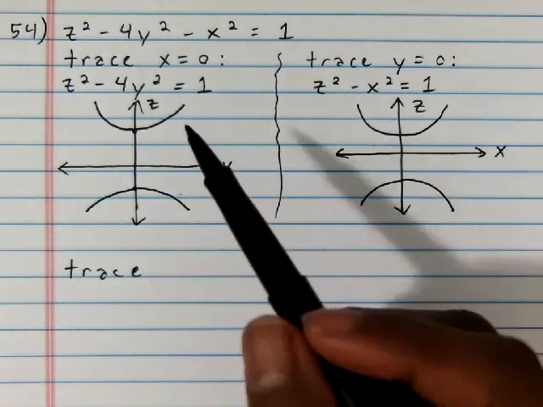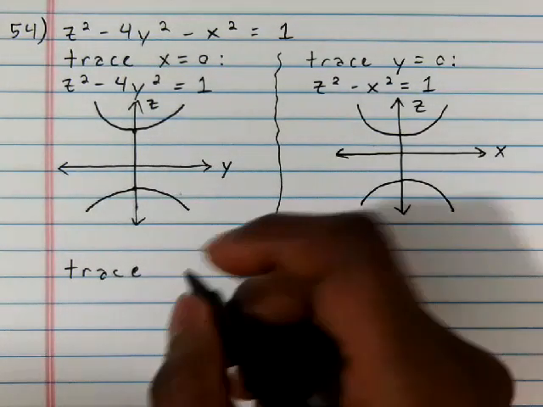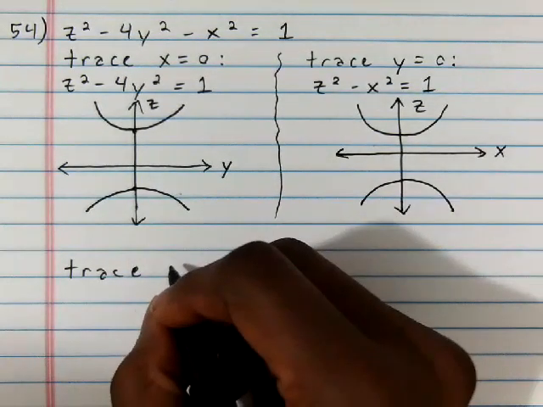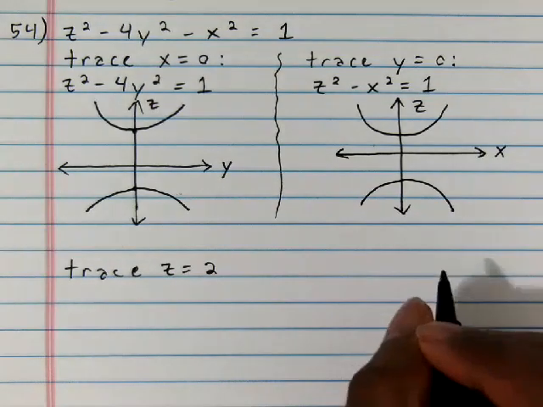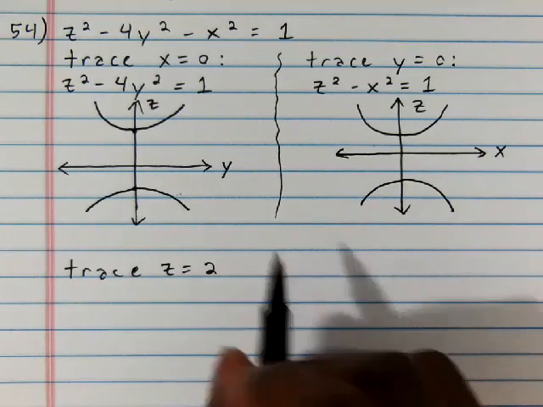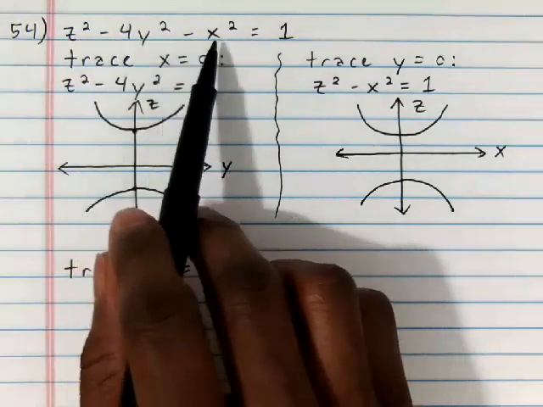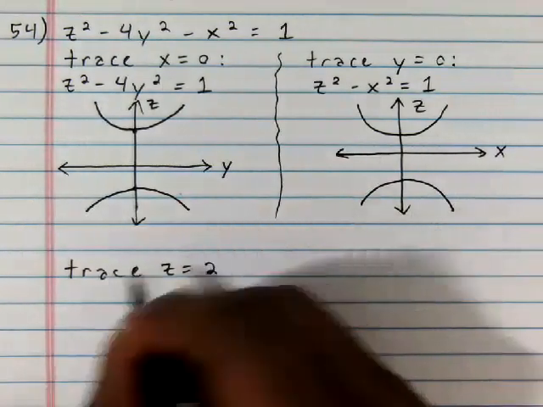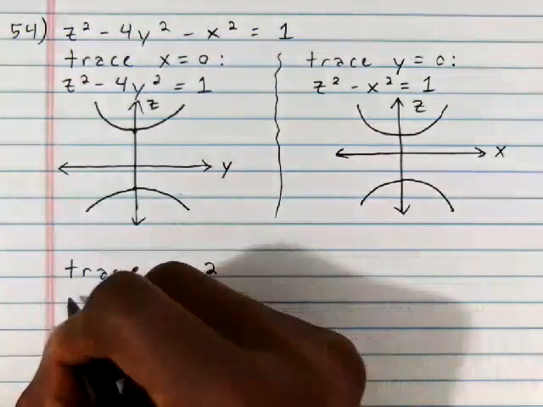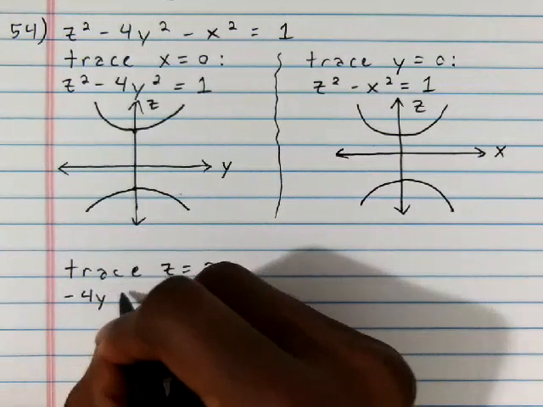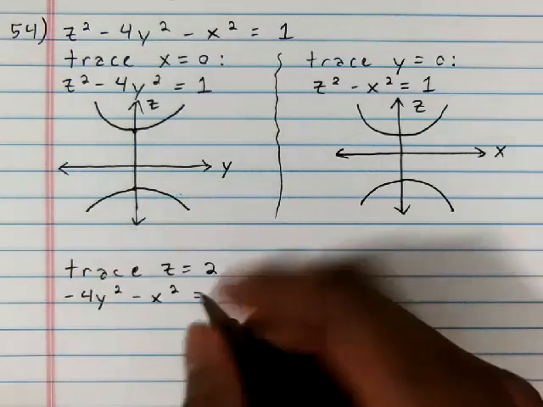And it doesn't matter. Let's do z equals 2. We probably should have done z equals 1. I don't know why I picked 2, but we'll go for it. So z equals 2. When we do z equals 2, what are we going to get? We're going to get 4 minus 4y squared minus x squared equals 1. So if I move that 4 over to the right side, then I get negative 4y squared minus x squared equals negative 3.